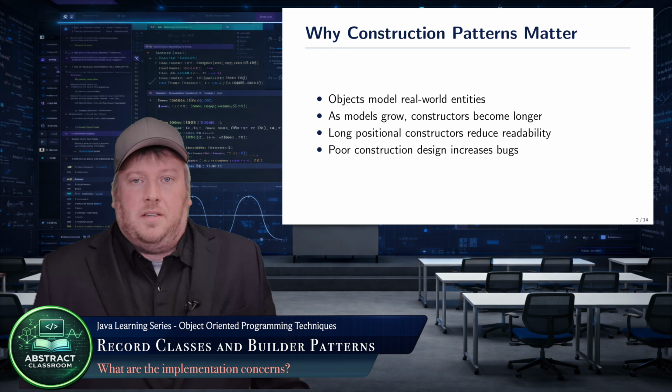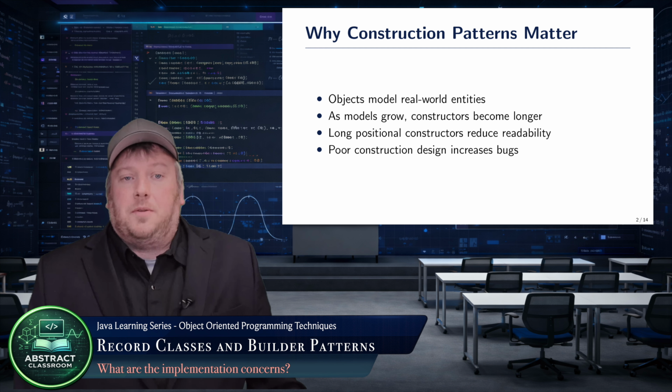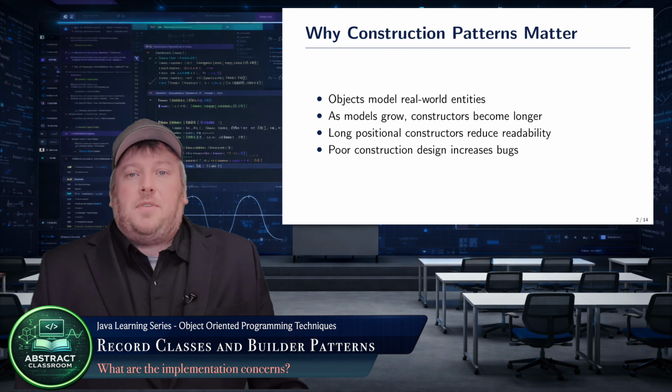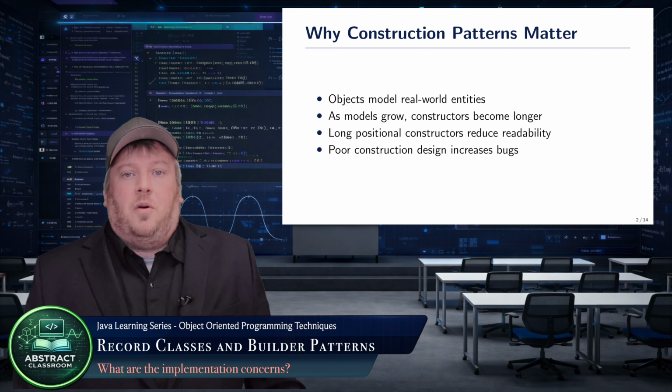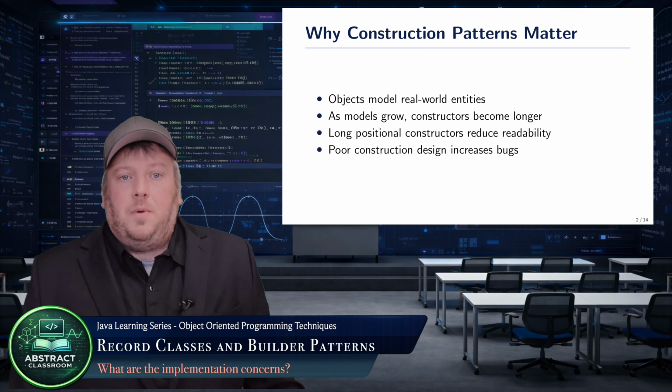Objects model real-world entities, and real-world entities tend to grow in complexity over time. A simple object with 3 fields is easy to construct, but what happens when that model grows to 10, 15, or more fields? For example, perhaps the HR department for a company initially only needed a few bits of information for its employees. As the organization grew and regulations changed, the HR department had to collect more and more information on its employees. The list of parameters for the constructor became long and difficult to read.